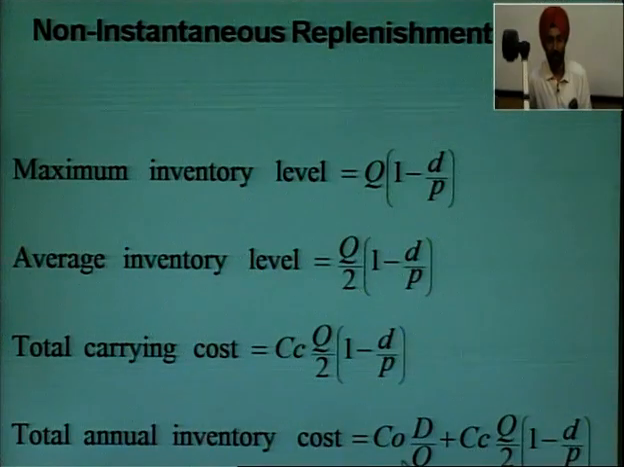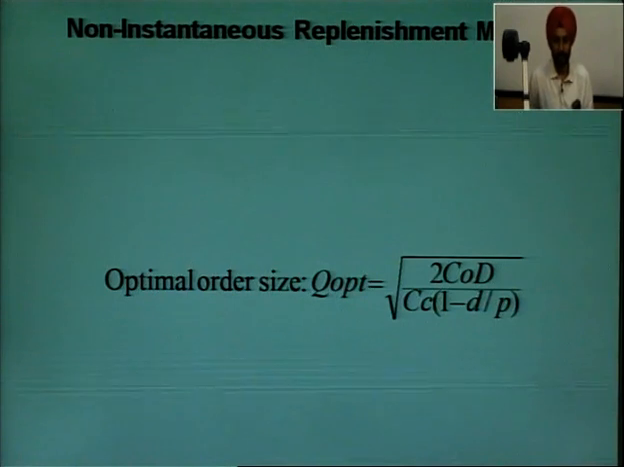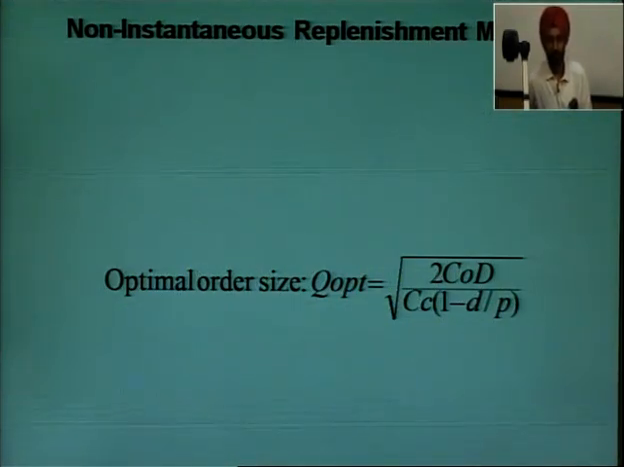Ordering cost, there is no change here, and accordingly this model will depict the optimum order size as root 2 C naught D over Cc, that is all the same as the previous model, the basic EOQ model. So, there is only one difference here, that we associate this factor 1 minus D by P.